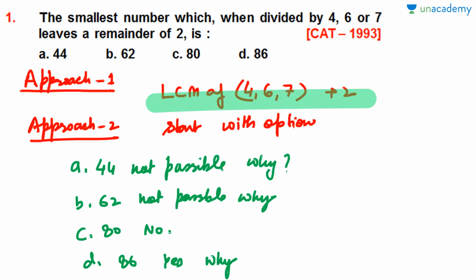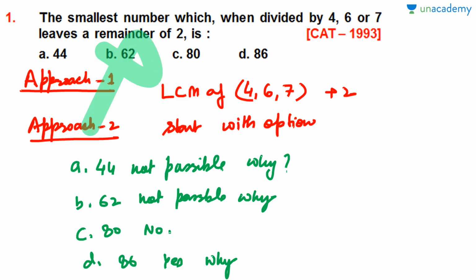This is the basic concept of this question, and we can solve this question using options as well, because we have to calculate those numbers which when divided by 4, 6 or 7 leave a remainder of 2, and we can start with the given options. Let's say we take option A, 44. 44 when divided by 4 leaves remainder 0, so it is not possible, right? Option B, 62: when divided by 4 remainder is 2, possible, and when divided by 6 remainder is 2, but when divided by 7 remainder is 6, so not possible, right? So by this we can check each and every option.